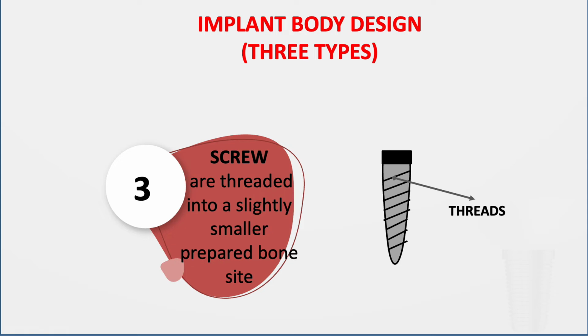We have the screw type, which is threaded into a slightly smaller prepared bone site, because they get snugly fit into the bony site. If the osteotomy site is wider, then it is not snugly fit into the bony site. So we have a slightly smaller prepared bone site, and they are not tapped or pushed because they have threads, so they are just tightened into the prepared site.